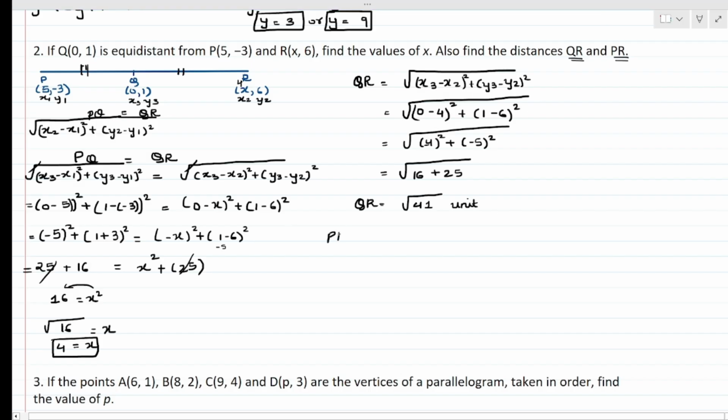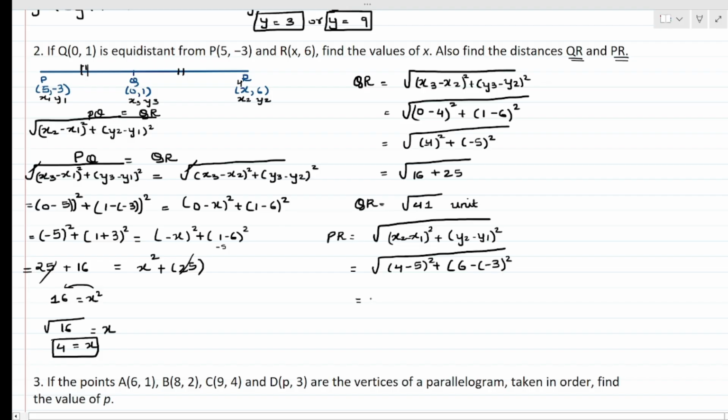Same way you are asked for the distance between PR. So, write down PR equals to, what is the distance between PR? It's x1 and x2. So, you will write the distance formula: x2 minus x1 the whole square plus y2 minus y1 the whole square. Now, substitute the values for PR. What is my x2? My x2 is now 4 minus 5 the whole square plus 6 minus 3 the whole square.